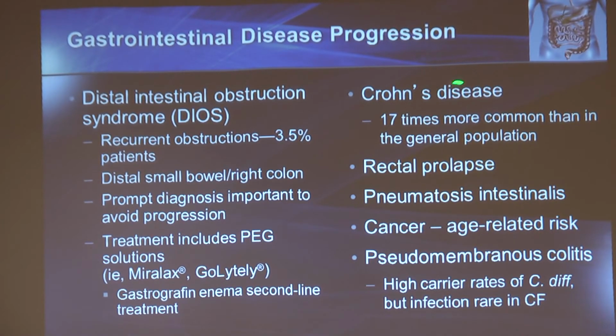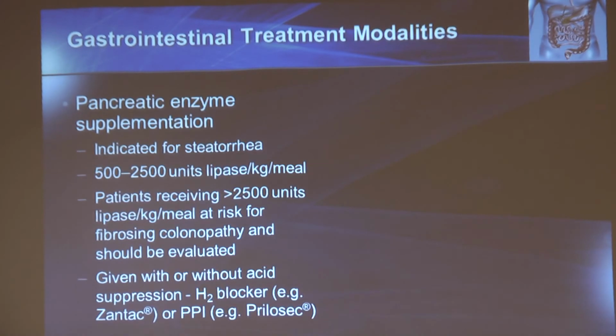One thing that people are a little less aware of is the fact that inflammatory bowel disease, I mentioned inflammation in the gut of patients with CF, this results in an actual inflammatory bowel disease that is much more common in CF than in folks without CF. So Crohn's disease is 17 times more common than the general population. The other thing that we've become more aware of as people with CF live longer is that they've become more vulnerable to GI cancer.